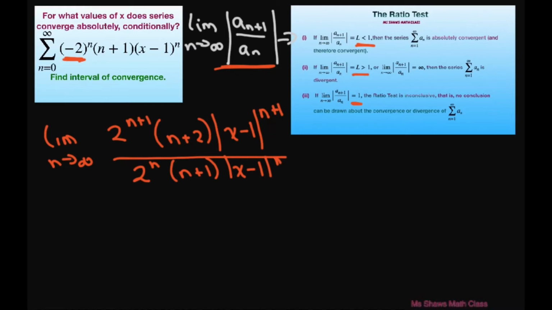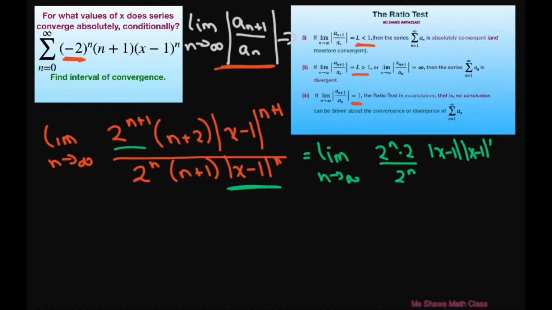Now let's simplify this really quickly. This right here is 2 to the nth times 2 divided by 2 to the nth. Then this part right here is just going to be absolute value of x minus 1 to the power n plus 1 divided by absolute value of x minus 1 to the n. So just for that part right there, these cancel and these cancel, and we still have this.